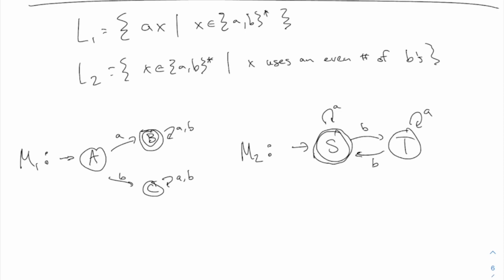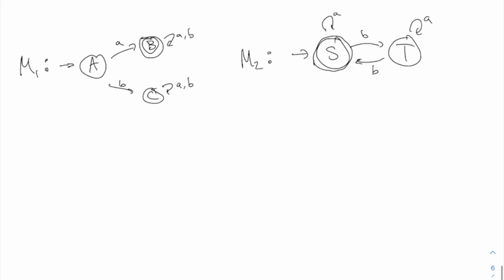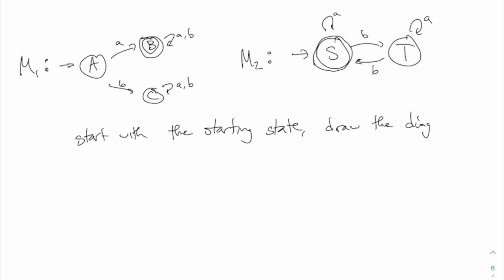Let's try to create the product machine from these. Now, here's a little pro tip. I'm actually not going to start off by writing down all the states. In this example, there are going to be 6 total pairs that you could make: A,S; B,S; C,S; and then A,T; B,T; and C,T. But actually, it's a little easier. I'm just going to start with the starting state, and then draw the diagram from there. You'll see what I mean.